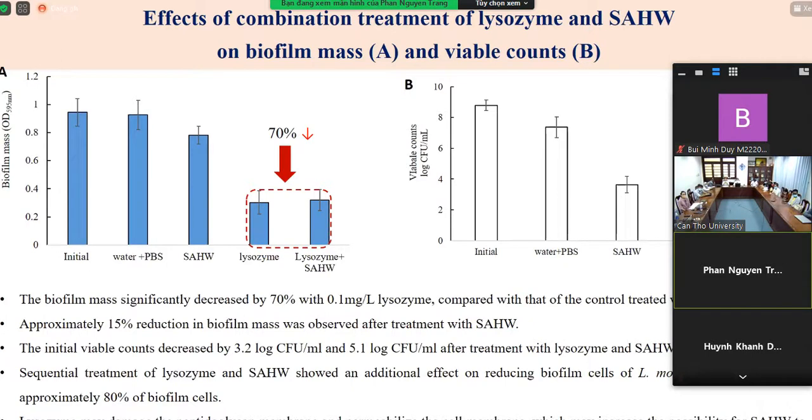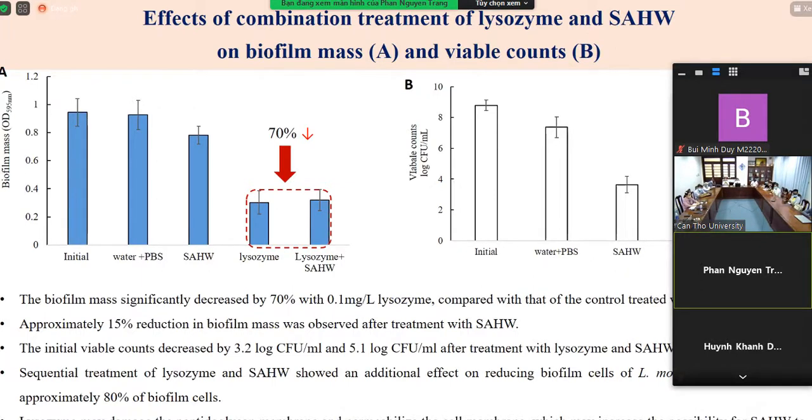The efficiency of lysozyme alone and in combination with SASW in removing biofilm mass and biofilm cells is shown in two graphs. A is biomass and B is viable count. The biomass significantly decreased around 70% with only lysozyme. But for SASW alone, biomass was reduced by just around 50%. And the initial viable count decreased 3 and 5 log after treatment with lysozyme and slightly acidic hypochlorous water alone.